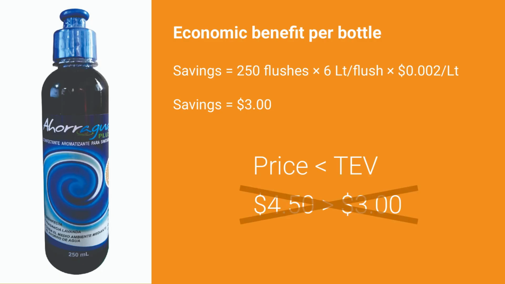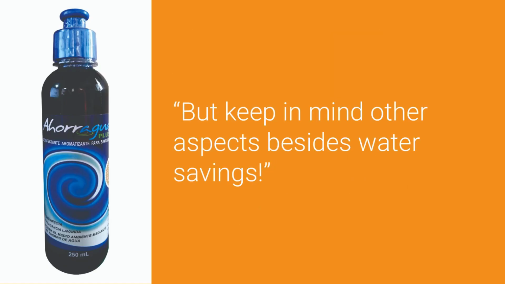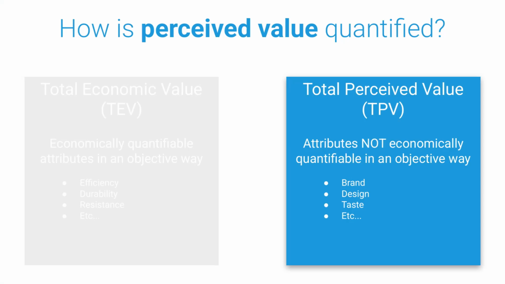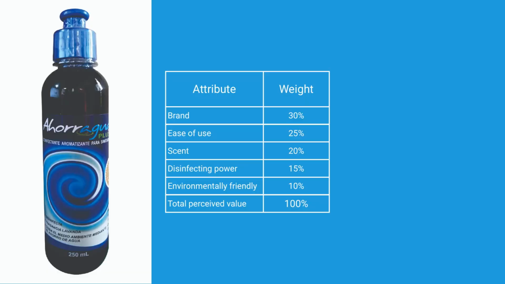Since there were no other advantages or disadvantages compared to not using the product, the savings represented the total economic value. But in order for the product to be attractive, its price must be lower than total economic value. In this case, since the price of $4.50 was higher than the total economic value, I didn't find the product appealing and decided not to buy it. The young man then asked me to consider other aspects beyond water savings, such as the pleasant scent and the environmental benefits. Since those aspects were not easy to quantify, I mentally used the other methodology, the total perceived value.